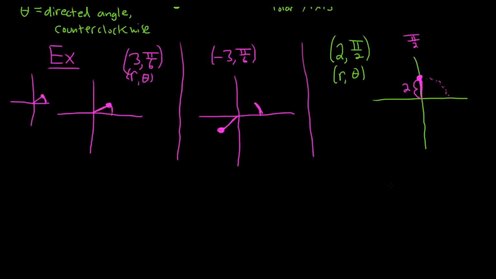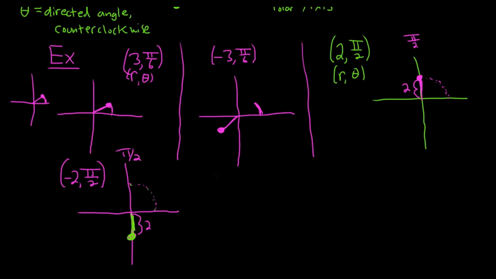Let's do another one. Let's say it was negative 2 comma pi over 2. In this case, you would travel pi over 2. So here we are. Here's pi over 2. But it's negative 2, so you go the other way. So it would be here, and this distance here would be 2. That would be your polar coordinate down here. Because first you travel pi over 2, and it's negative, so you go the other way. Whereas in the example up here, it was positive, and so you go the same way.